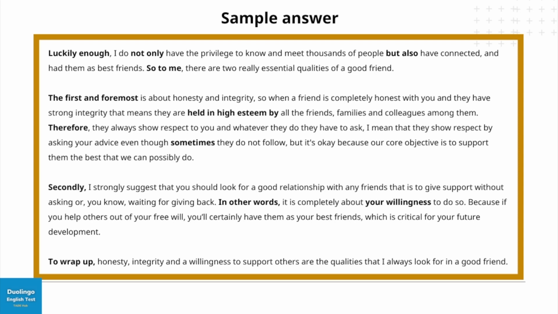Therefore, they always show respect to you, and whatever they do, they ask. I mean that they show respect by asking your advice even though sometimes they do not follow it. But it's okay because our core objective is to support them the best that we possibly can.